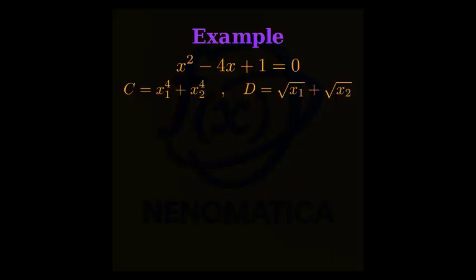Example, we will use symmetric expressions in the roots of a quadratic. Given the quadratic x squared minus 4x plus 1 equals 0, without solving for the individual roots, compute capital C equals x sub 1 to the fourth plus x sub 2 to the fourth, and capital D equals square root of x sub 1 plus square root of x sub 2.